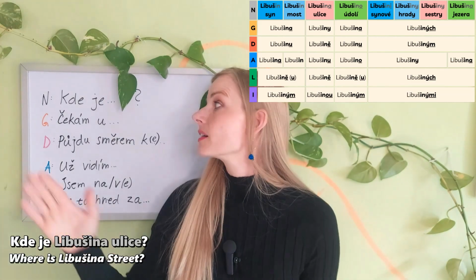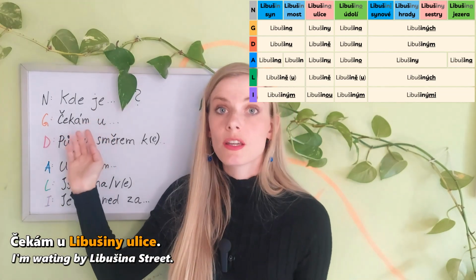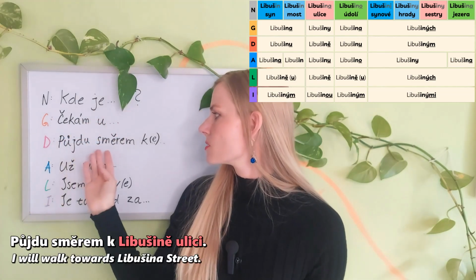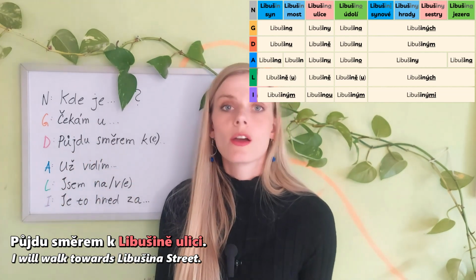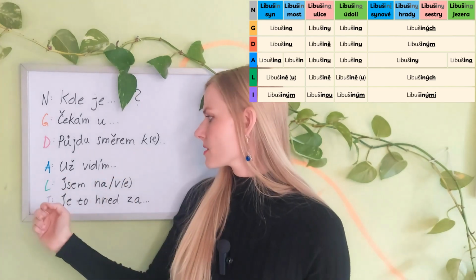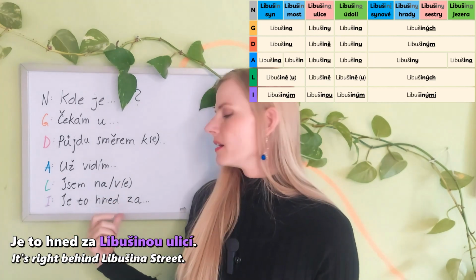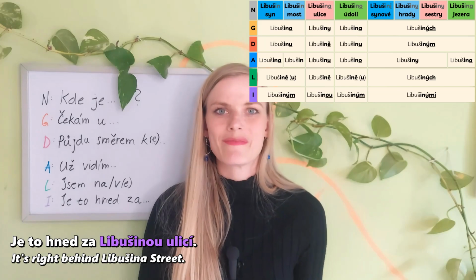Libušina ulice. Kde je Libušina ulice? Čekám u Libušiny ulice. Půjdu směrem k Libušině ulici. Už vidím Libušinu ulici. Jsem v Libušině ulici. Je to hned za Libušinou ulicí.